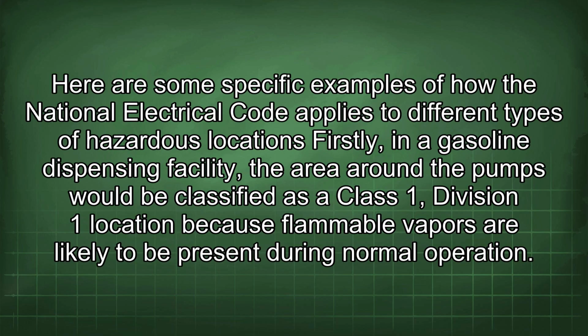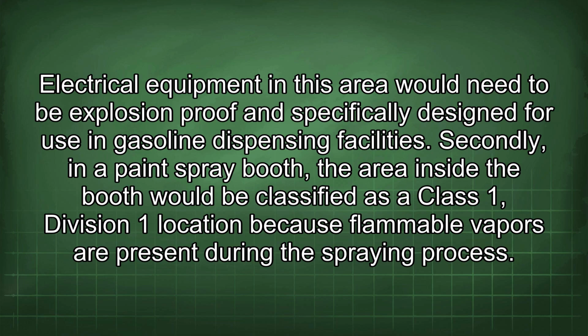Here are some specific examples of how the National Electrical Code applies to different types of hazardous locations. Firstly, in a gasoline dispensing facility, the area around the pumps would be classified as a Class 1, Division 1 location because flammable vapors are likely to be present during normal operation. Electrical equipment in this area would need to be explosion-proof and specifically designed for use in gasoline dispensing facilities.